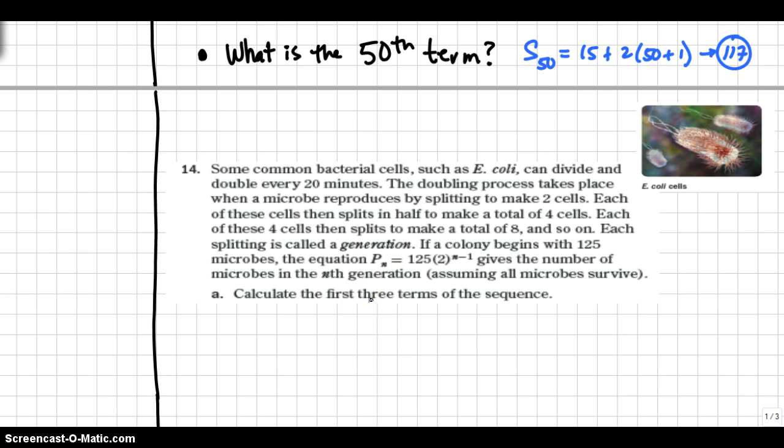If a colony begins with 125 microbes, the equation P sub n equals 125 times 2 to the n minus 1 power gives the number of microbes in the nth generation, assuming all microbes survive. Calculate the first 3 terms.